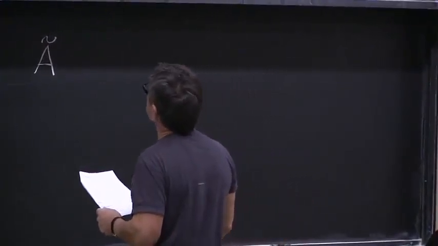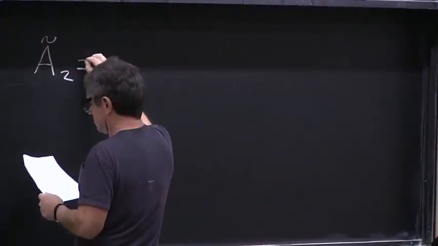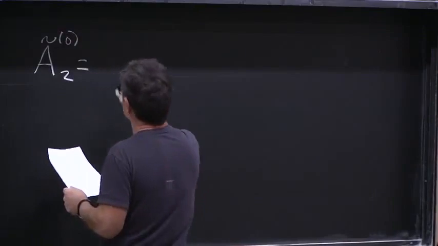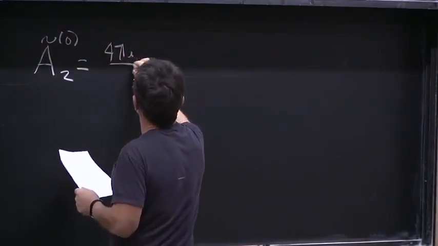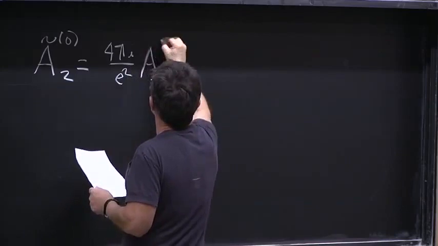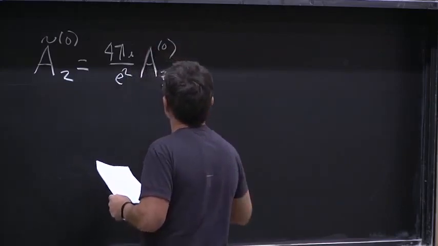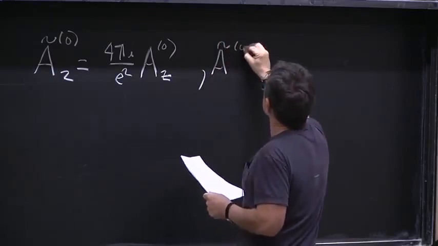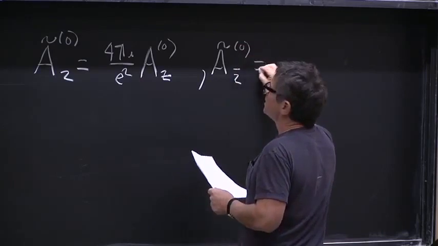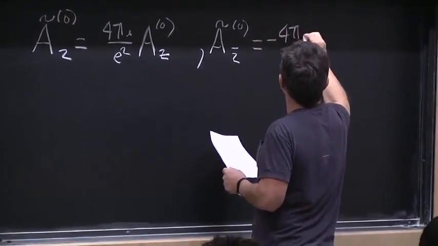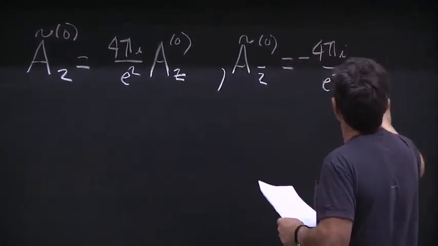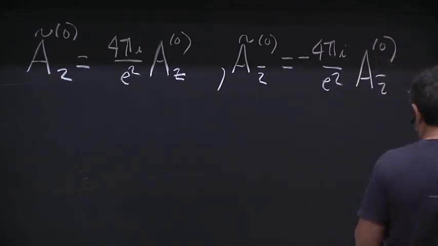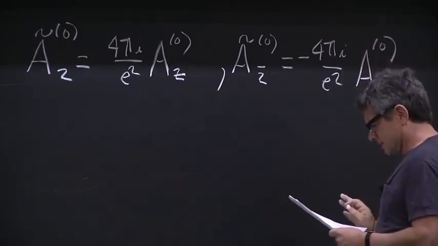We learn that A tilde Z 0 is equal to 4 pi I over E squared A 0 Z. In other words, it's just a phase rotation. And A tilde 0 Z bar is equal to minus 4 pi I over E squared A Z bar 0. And I think I'm going to just go over like 5 minutes.